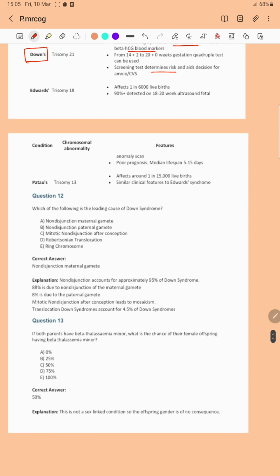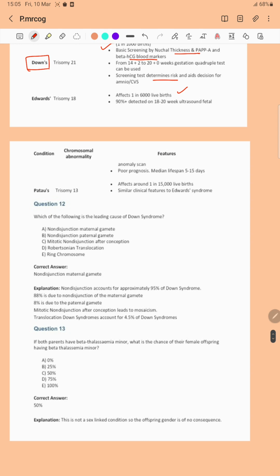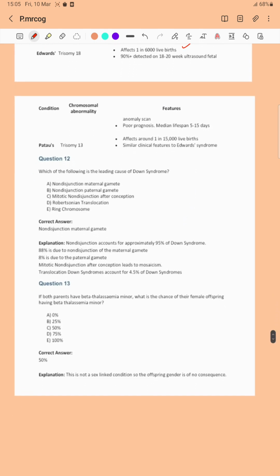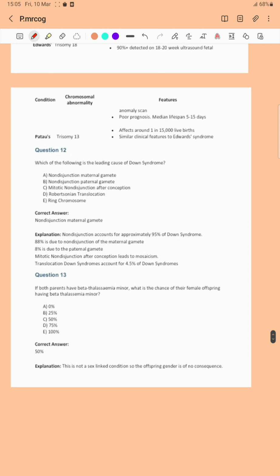Next is Edwards syndrome, which is about 1 in 6,000 live births, and 90% plus are detected on the 18 to 20 week ultrasonography, the fetal anomaly scan. It has a poor prognosis, and median lifespan is like 5 to 15 days. And third is Patau, which is trisomy 13, and it has similar features to Edwards syndrome, but it is less common than Edwards syndrome.